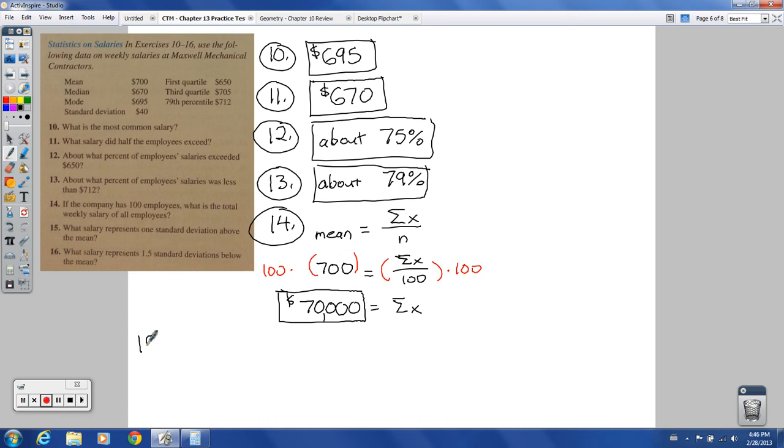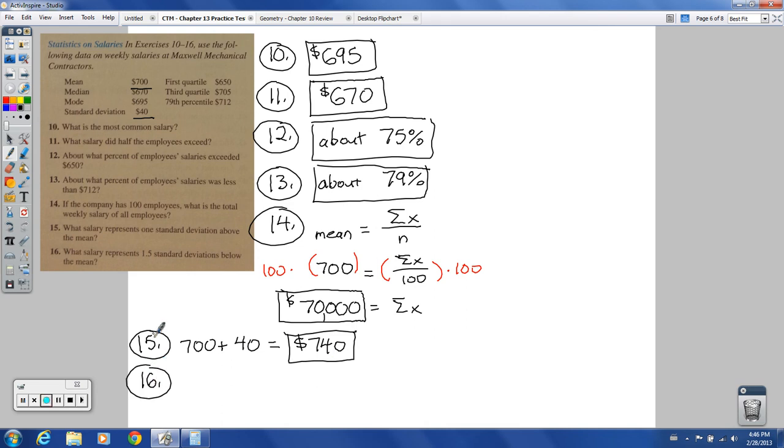Number 15, what salary represents one standard deviation above the mean? So here's the mean, and one standard deviation is 40, so it's a very simple problem there too. A lot simpler than this actually. You just have to add 700 plus 40. We're going above the mean, that's why I added instead of subtracted. So $740 would be your answer there.